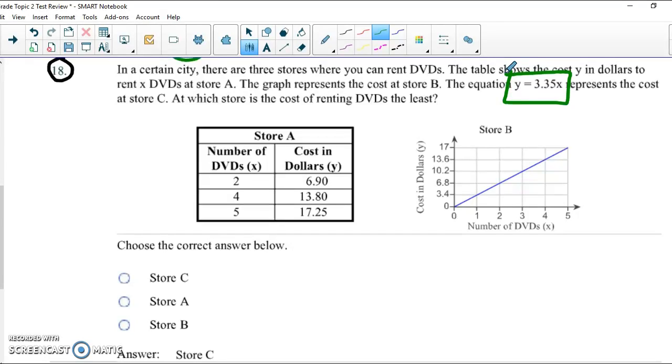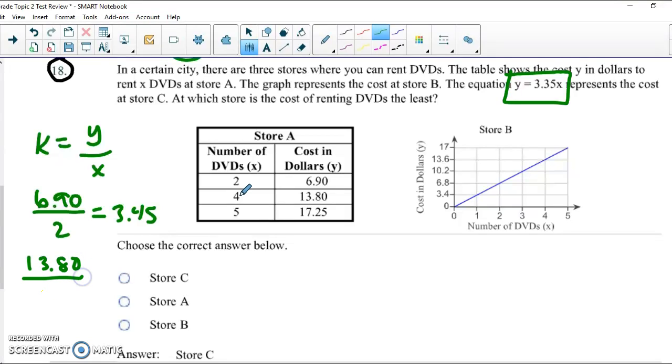So we need to know how to compare the constant of proportionality in a table to a graph and to an equation. So in a table, I'm looking for that constant, which is my Y to X ratio. So I'm going to look at the rows in my table and I'm going to write them as a fraction, Y to X. So when I do $6.90 divided by 2, I find that that's $3.45.